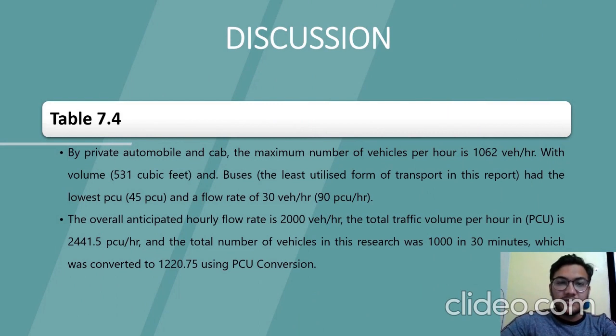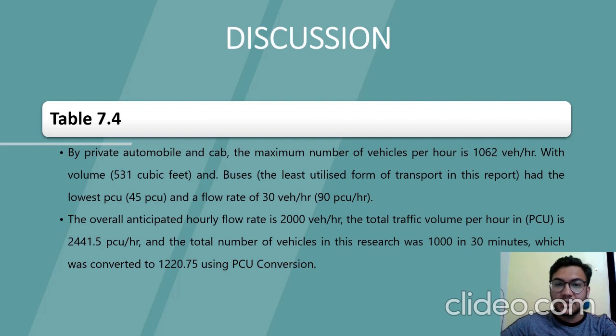Now, table 7.4, the maximum number of vehicles per hour by private cars and taxis is 1062 vehicles per hour, 532 PCU, and the most used mode of transportation in this study. Buses had the lowest PCU, 45 PCU, and the slowest flow rate, 30 vehicles, 45 PCU per hour. The entire traffic volume per hour in PCU is 2441 PCU.